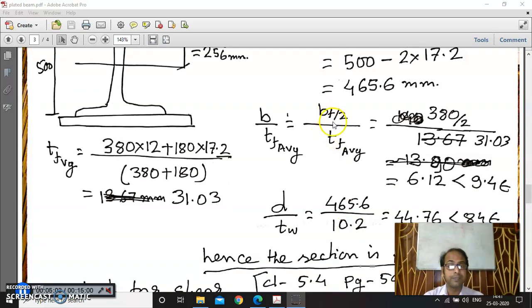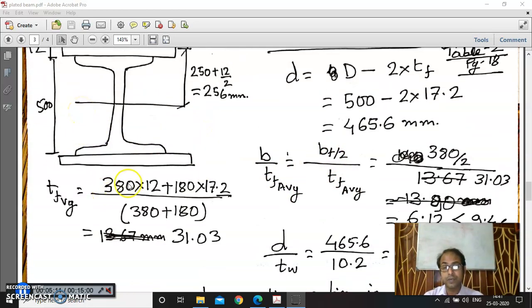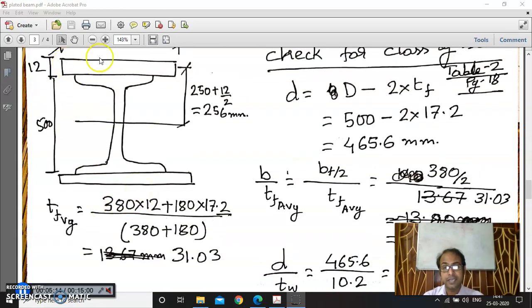We have calculated BF by TF average. What is TF average? The average thickness of the flange. So it is the 280 into 12, that is the area of the top flange plate, and the area of the flange divided by the width of the flange.